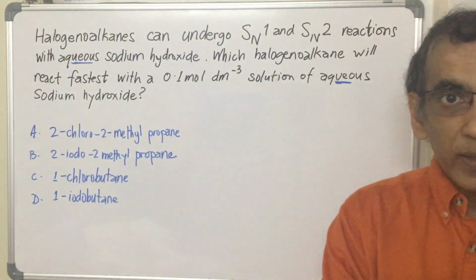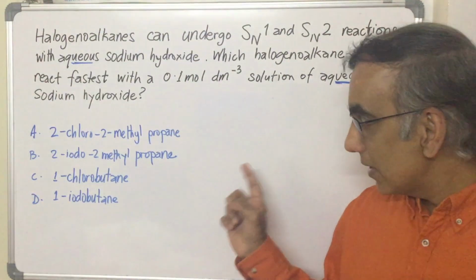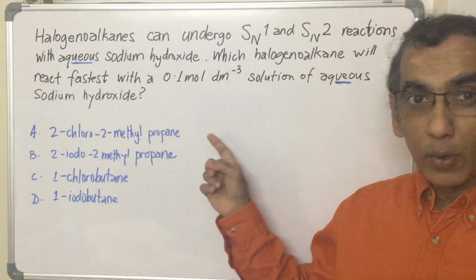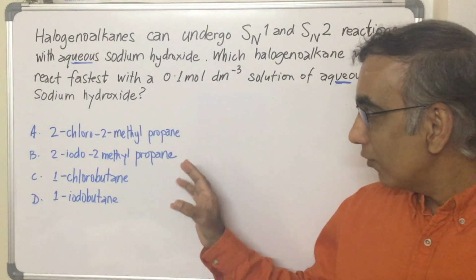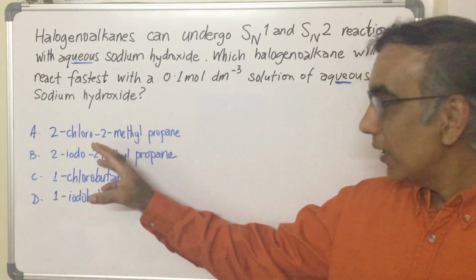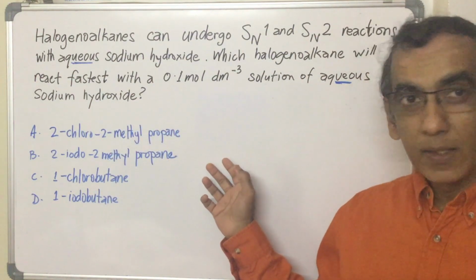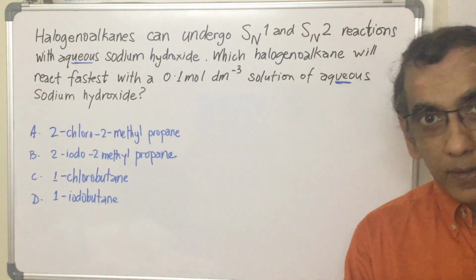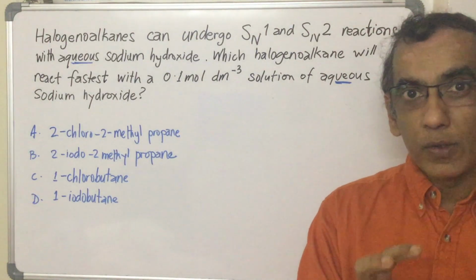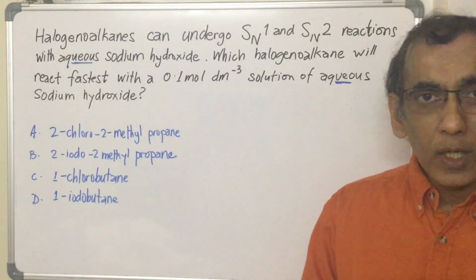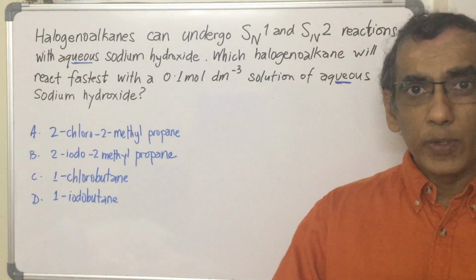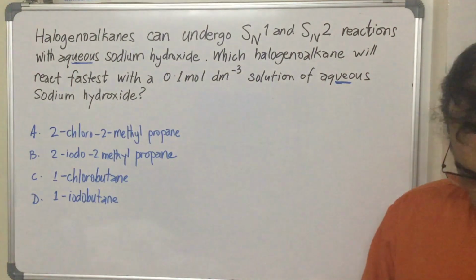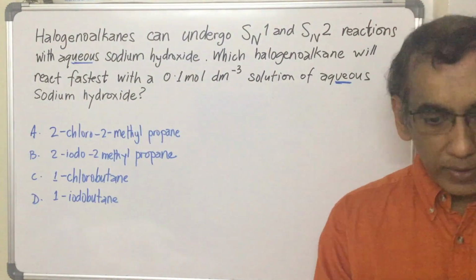Without me actually drawing them out though, I can tell that this 2-chloro-2-methyl-propane is going to give me a tertiary halogenoalkane. And if it's going to give me a tertiary halogenoalkane, then I should know that it's going to have a carbocation that is going to be well stabilized by 3 methyl groups. But let me draw that so you can have a look.